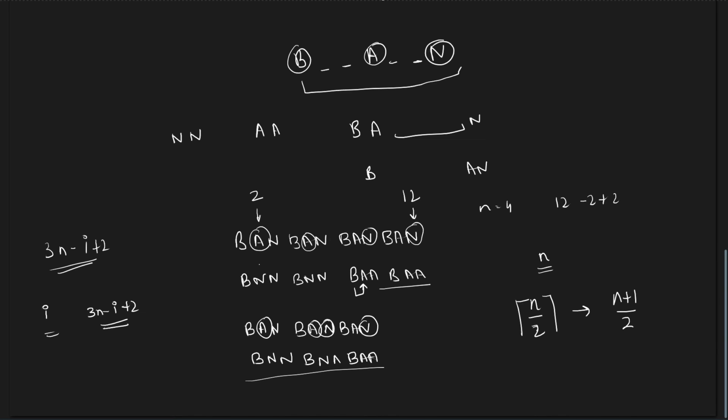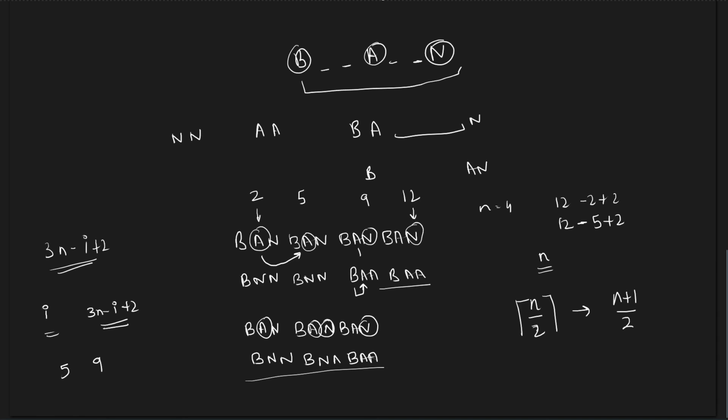Now I just increment i by 3. Incrementing i by 3 means I am moving from this state to this state. So in this state I'll be at 5, and 3n is 12 minus 5 plus 2. So effectively I am doing 12 minus 3, that is 9. So 9 would be this particular position, right? So the next time again I'll have to swap 5 and position 9.